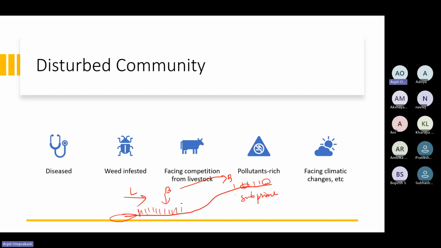Right. So the community that they form here will be subprime because they are more in number and they are feeding on very less amount of grasses and things that are present there. So the community here will be more disturbed, more degraded than the original community. Right. Then the other thing that makes a community disturbed is presence of pollutants, maybe air pollutant, water pollutant, and so on. And the last point is when the community is facing climatic changes.